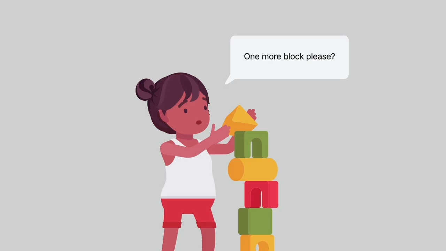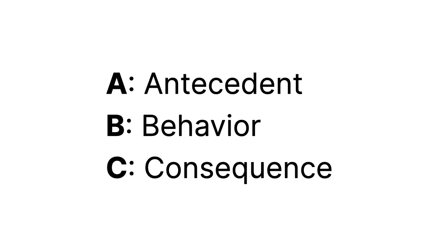The following example shows little Susie, who was playing with blocks. She used excellent communication to ask for another block. The antecedent was playing with the blocks and not having the block she wanted or needed in front of her. The behavior was asking for the block. The consequence was receiving the block.